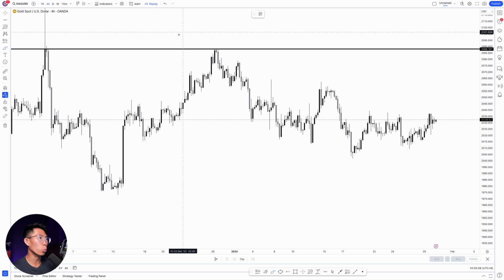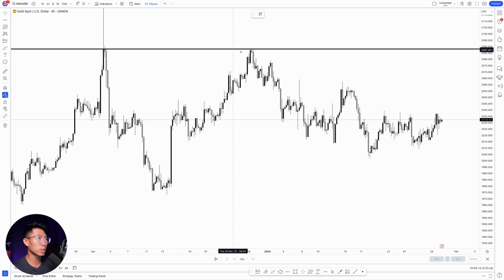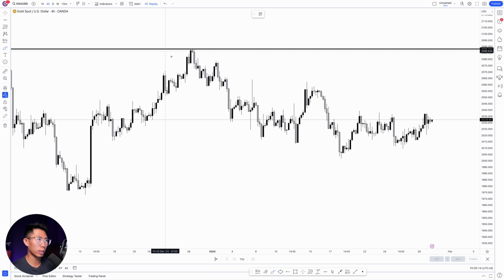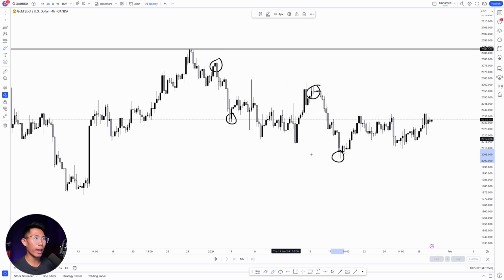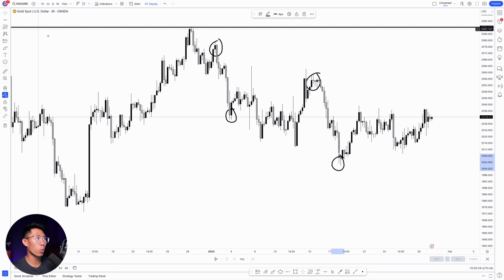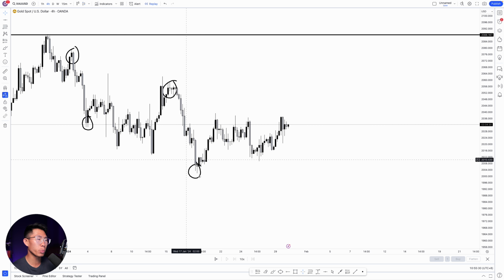Price actually managed to reverse at this very strong supply zone, this weekly key level, and reverse into a downtrend, creating lower highs, lower lows, lower highs and lower lows right now. So at this point in time, we should only be looking for sell opportunities because we have analyzed the market structure and it shows us that price is actually in a downtrend.